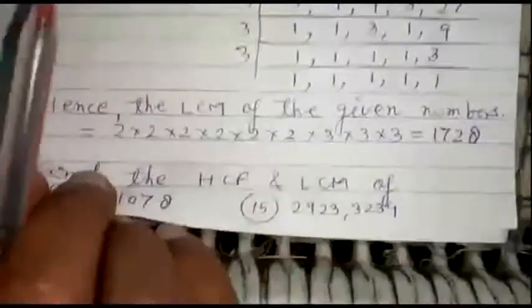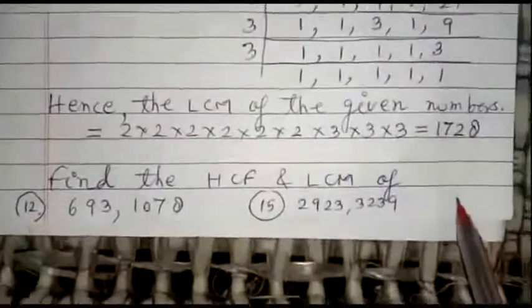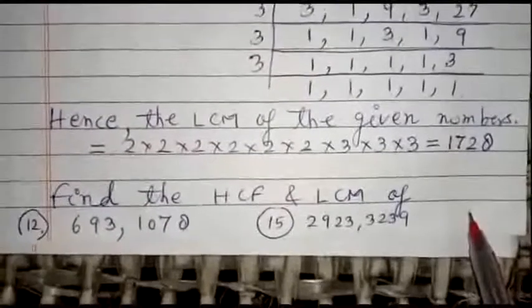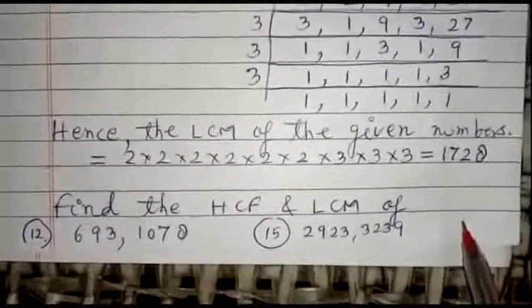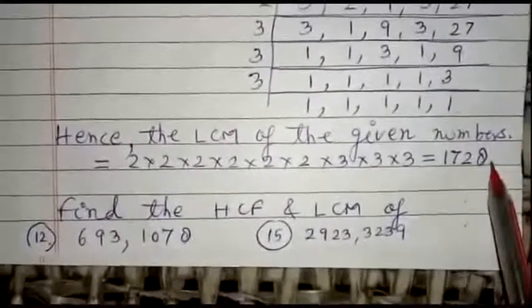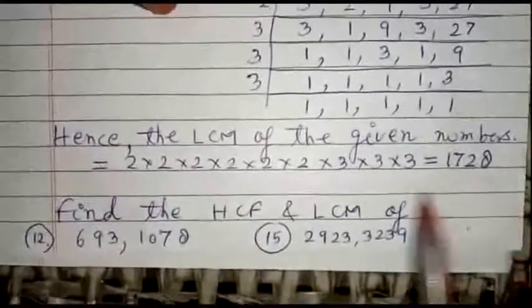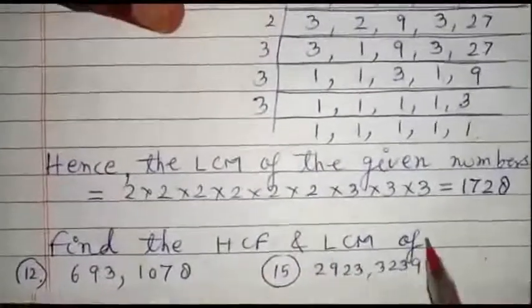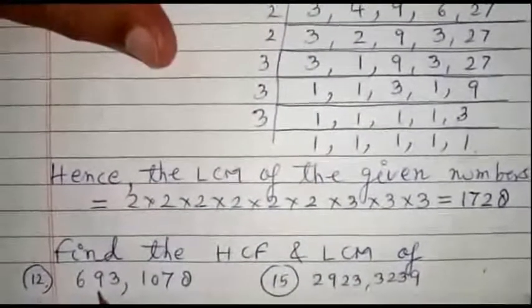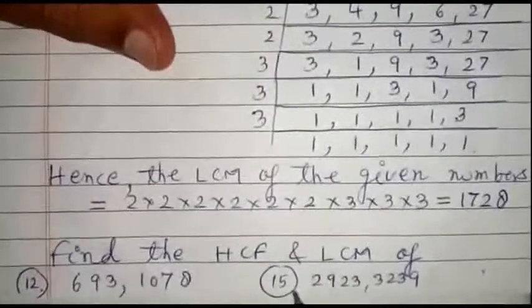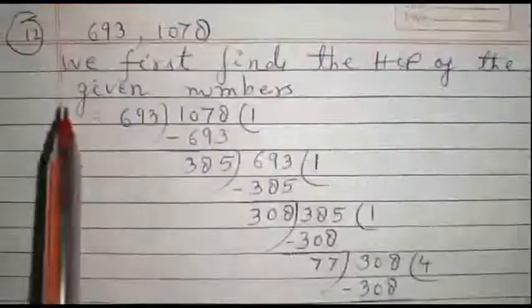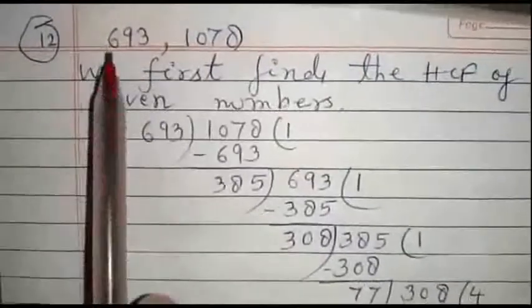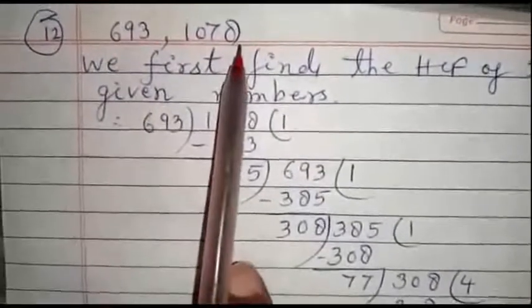Hence the LCM of the given numbers is equal to 2 into 2 into 2 into 2 into 2 into 2 into 3 into 3 into 3, which is equal to 1728. Now next question, find the HCF and LCM. Question number 12: 693 and 1078.